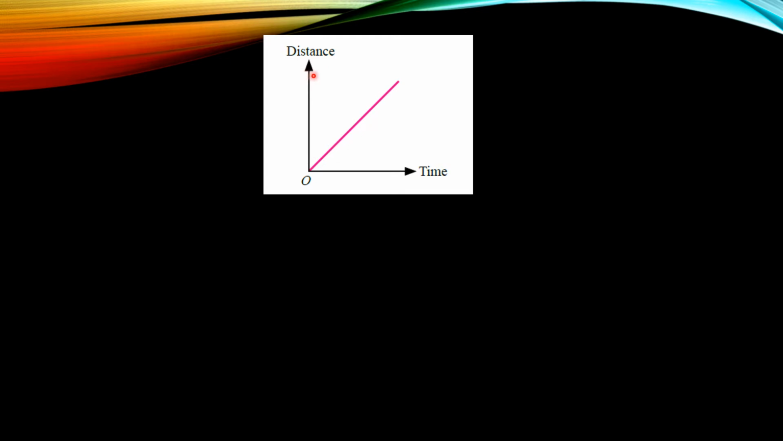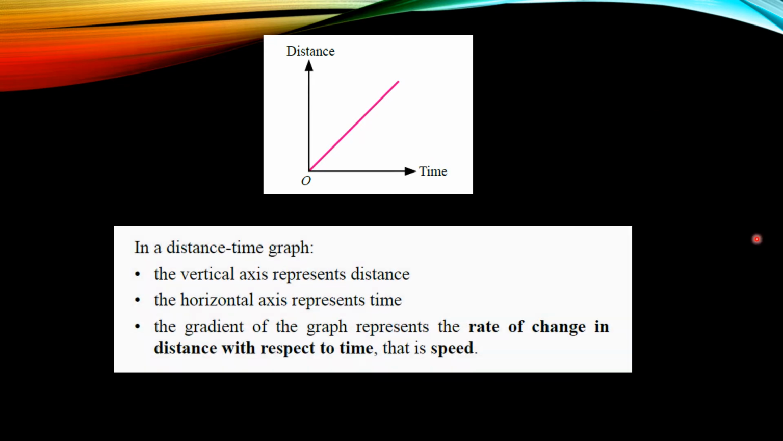The y-axis represents distance and the x-axis represents time. So this is an example of a distance time graph. In a distance time graph, the vertical axis, the y-axis, represents distance. The horizontal axis, the x-axis, represents time. The gradient of the graph represents the rate of change in distance with respect to time, that is speed.